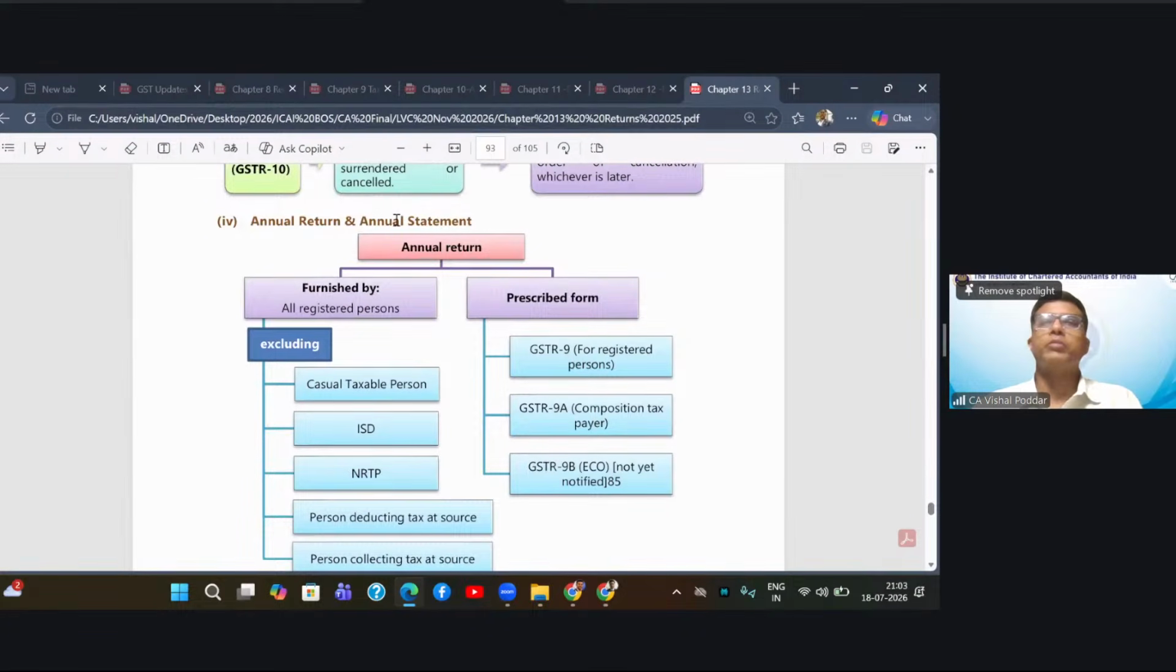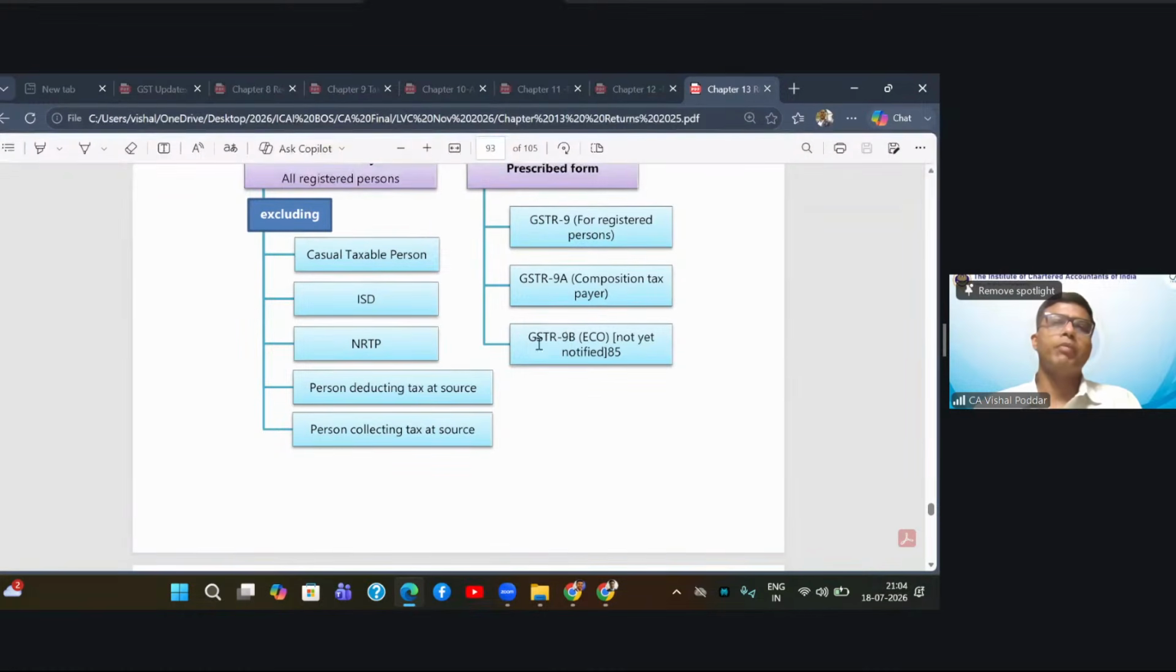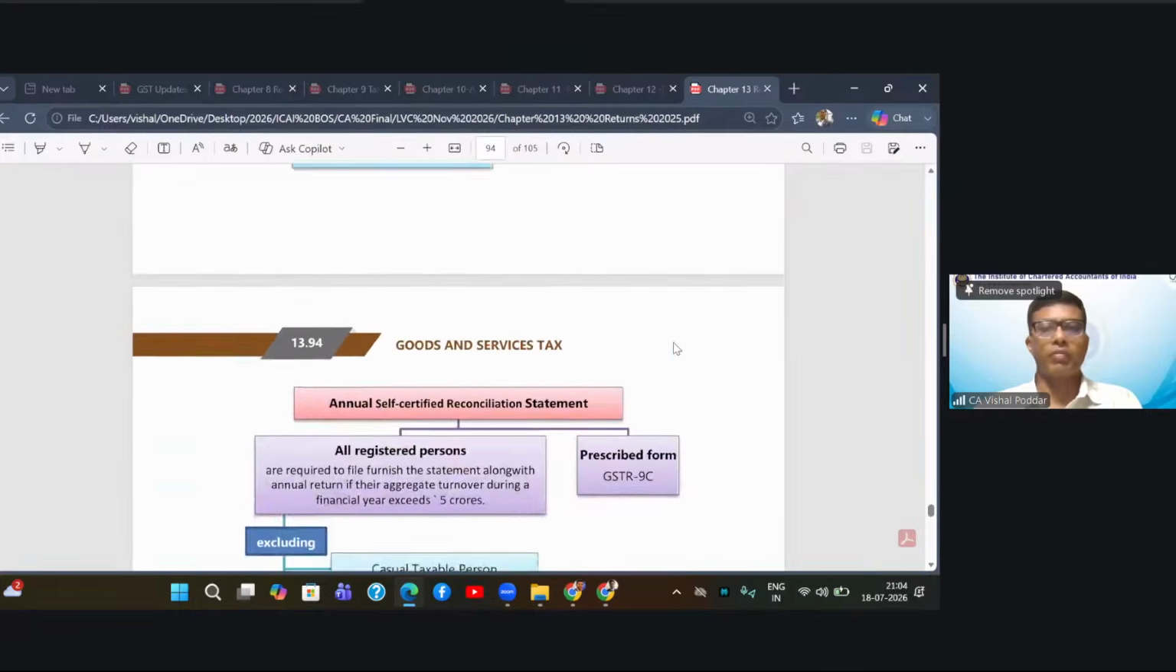And then finally comes the annual return. The annual return has to be filed by all registered persons except casual taxable person, ISD, NRTP, and the persons who are deducting or collecting tax at source. Except these persons, all the remaining have to file the annual return. What are the annual returns? It is GSTR 9 for registered persons, 9A for composition taxpayers, and 9B for ECO, which is not yet notified.